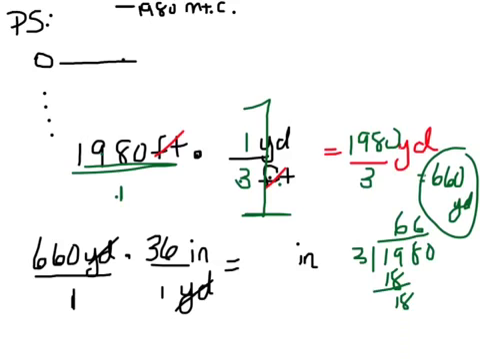660 times 36 would be 23,760. So since I had it in yards, I just started from where I had it the last time. That probably is not the easiest way for me to have done this. If you think about it, they gave it to me in feet at the very beginning, so let's do it that way also, just to see that we get the same answer.